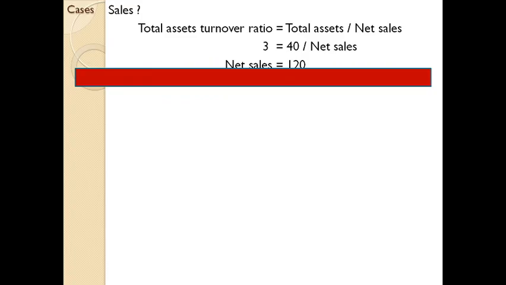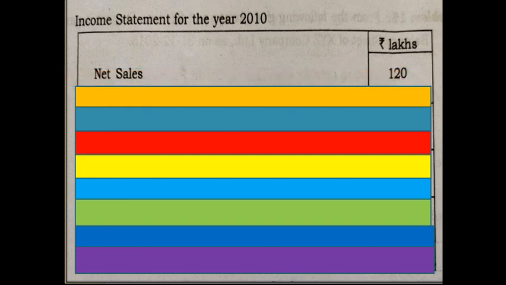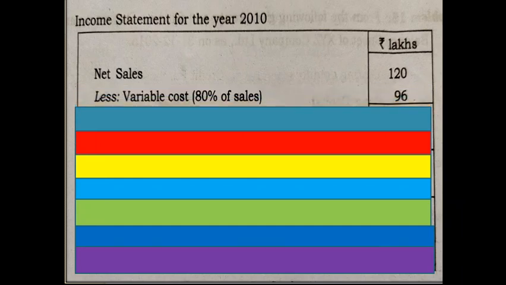So let's prepare an income statement. We found net sales of 120. From net sales, you need to deduct variable cost. In the question, it is given as 80%, which is otherwise known as 80% of sales. Since sales is 120, 80% of 120 gives you 96.